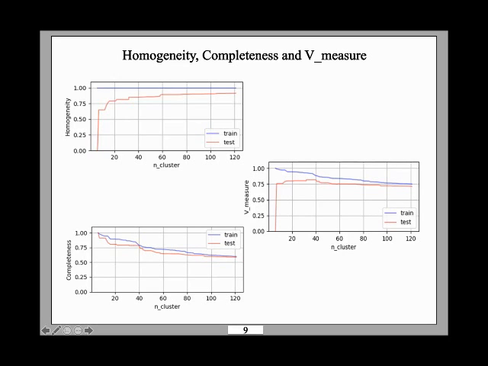As the number of clusters increases, the homogeneity increases, because with a large number of clusters, some of them may contain quite a small number of samples. In contrast to homogeneity, completeness decreases as the number of clusters increases, because now samples of the same classes belong to different clusters.